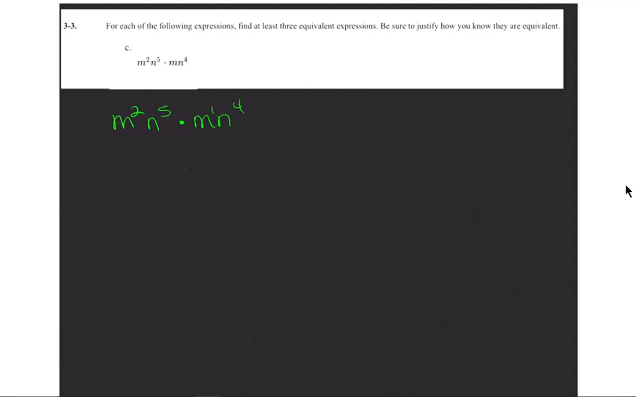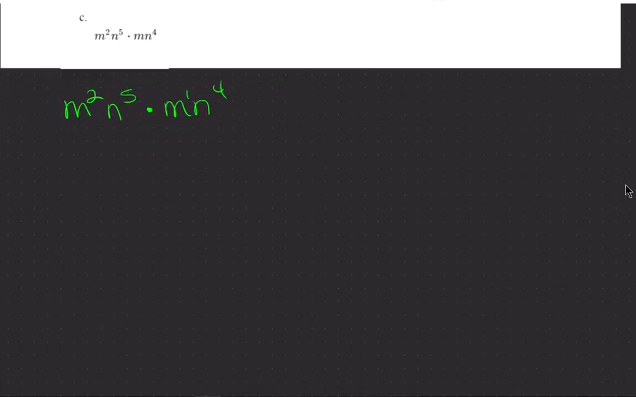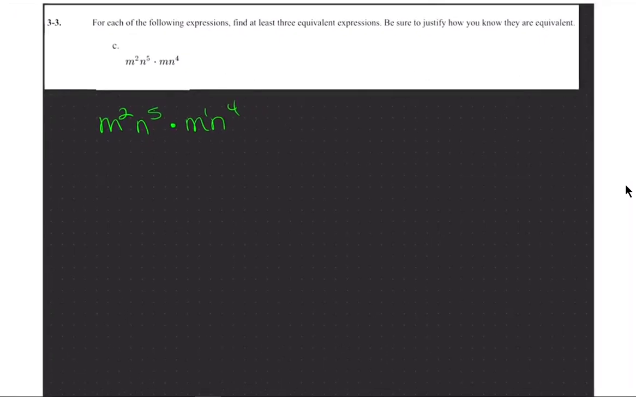So first thing I always do on these is I try to combine them or simplify them as much as possible before trying to come up with those separate equivalent forms. So this is m squared times m to the 1st. Oops, sorry about that. So that's going to give me m to the 3rd. Then I got n to the 5th and n to the 4th. So how many n's do I have? I got 5 of them and I got 4 of them. So I have a total of 9 of them.